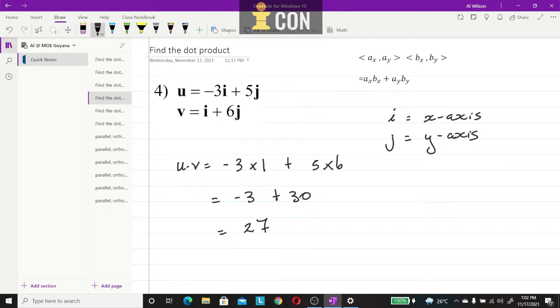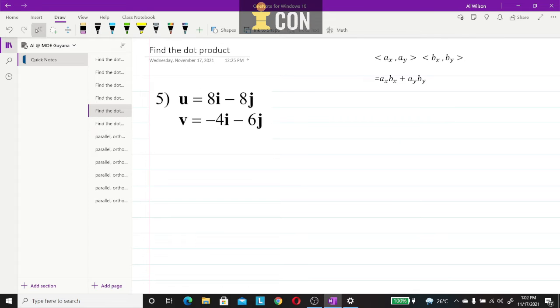Well, I like to put my 7 with a little stroke across. So here we have number 5. So u dot v is equal to 8 times minus 4 plus minus 8 times minus 6. So this is equal to 8 times minus 4. 8 fours is 32. We have negative. So we have negative, negative, and negative, so this is going to give me a positive. 8 sixes 48. And with that being said, minus 32 plus 48 is going to give me 16.